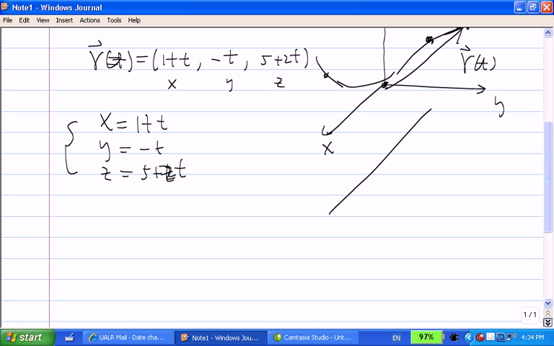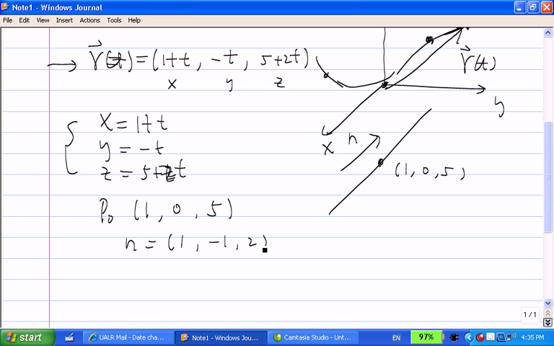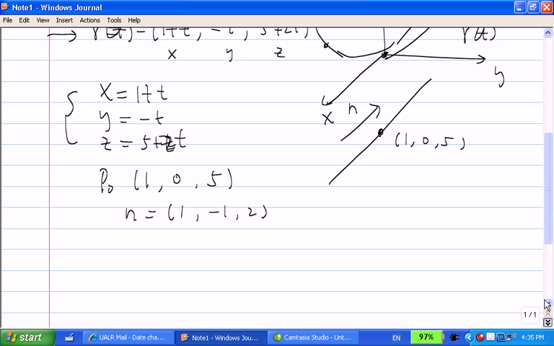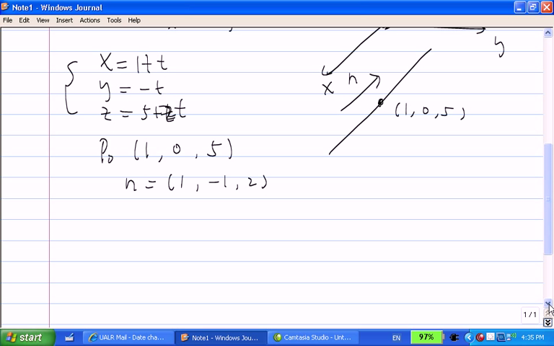Okay, what can we say about this line? This vector function is a line. This line will contain a point P0, which is 1, 0, and 5, right? And it is parallel with a vector n. What is n here? n could be 1, minus 1, and 2. So this vector function gives you a straight line. This line is parallel with the vector n, 1, minus 1, and 2.